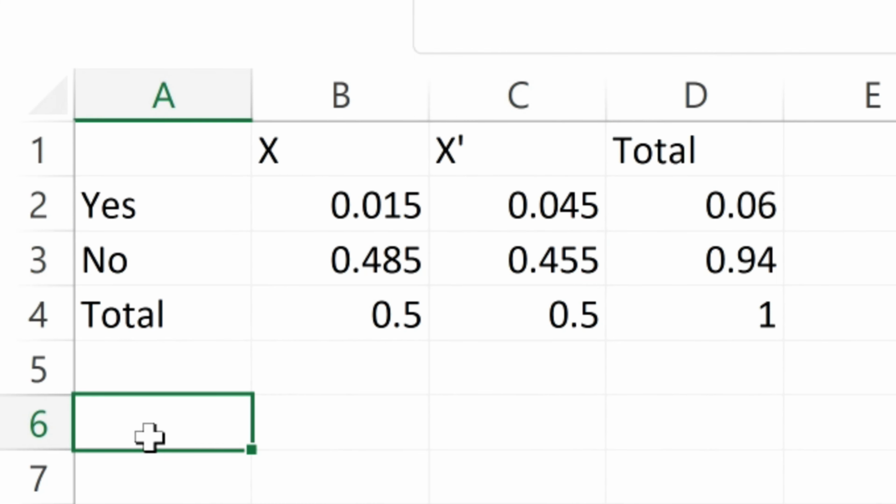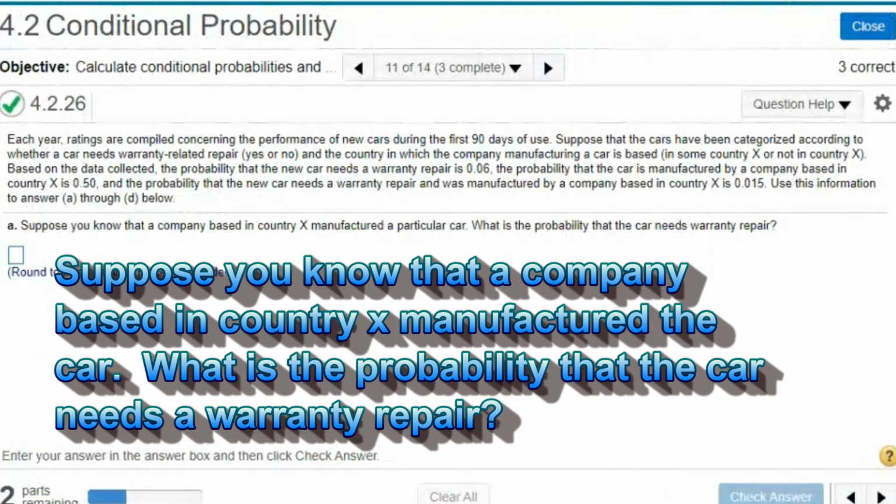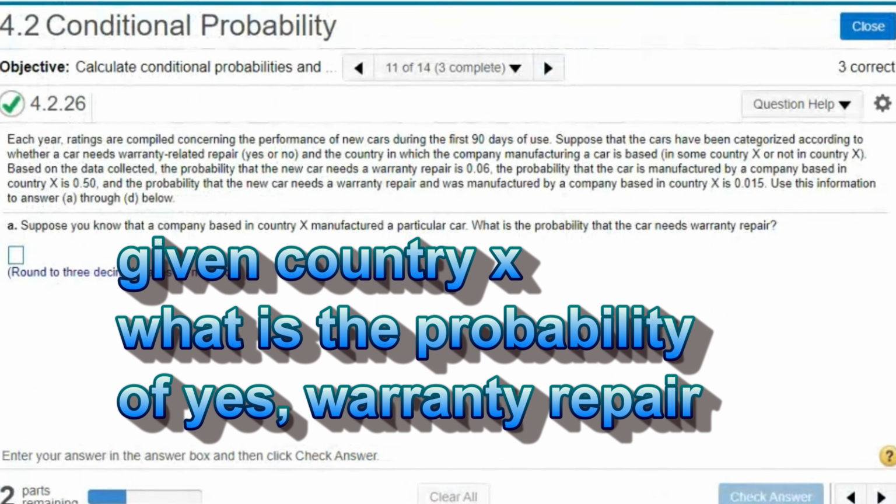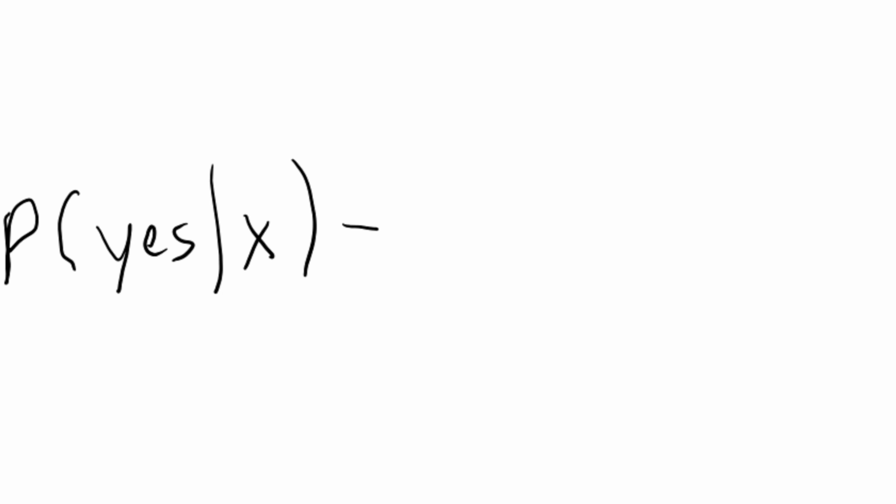We can go back and see what the question is. Suppose you know that a company based in country X manufactured a particular car. What is the probability that the car needs a warranty repair? So this is an example of a conditional probability. We're given the information that the country is X. So given X, what is the probability of yes? We can write that like this: P, the probability of yes, given X. So given country X, what is the probability that yes, the car will need a warranty-related repair?